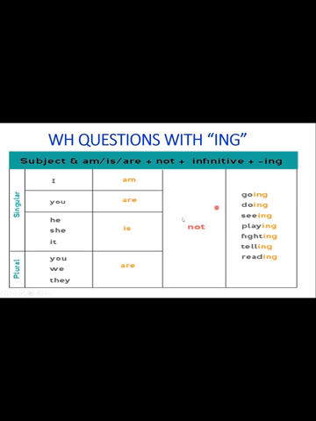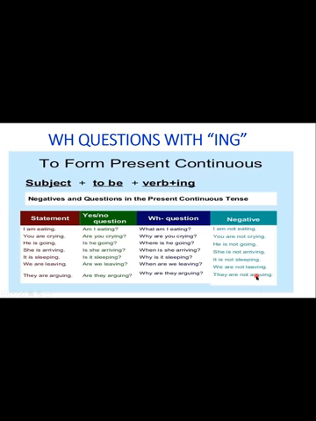Okay, again, when we have a WH question with ing but in a negative form, remember that you always have to add the particle not between, en medio de, the right form of verb be plus the verb with ing. For example, I am not going, you are not doing, he is not seeing, she's not playing, it is not fighting, you are not telling, we are not reading, they are not doing.